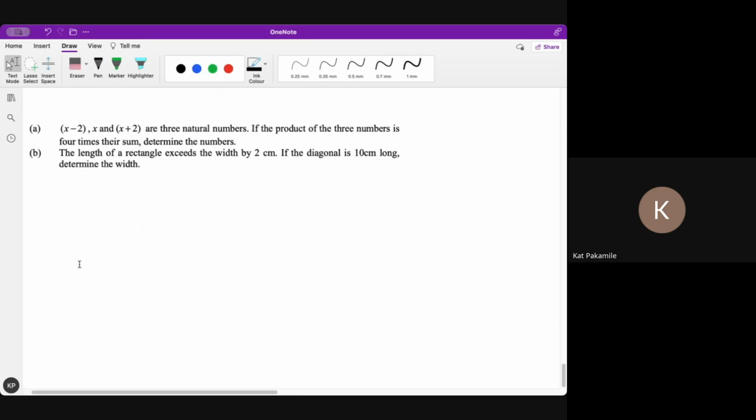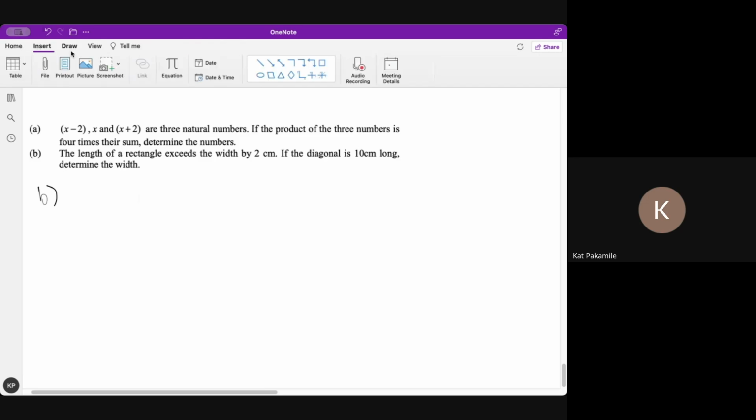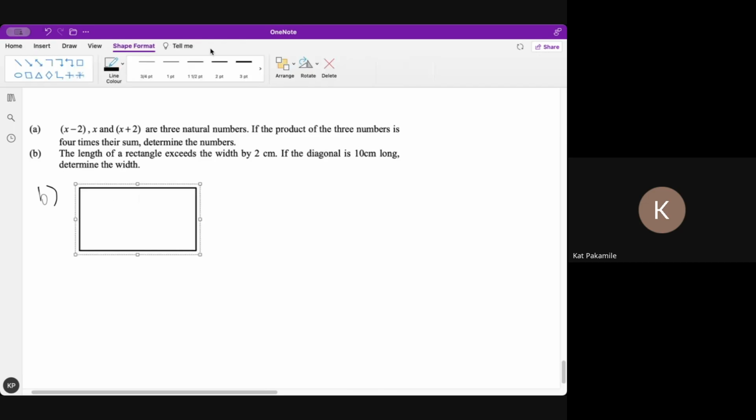No, guys, no. Let's do B quickly. The length of a rectangle exceeds its width by 2 centimeters. If the diagonal is 10 centimeters, determine the width. Now I'm going to draw this, which is what you guys should do in a test to see what on earth is going on here.